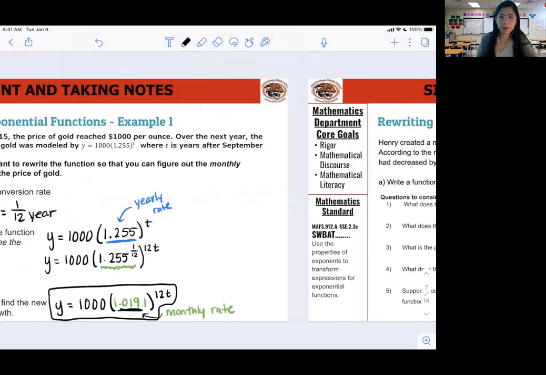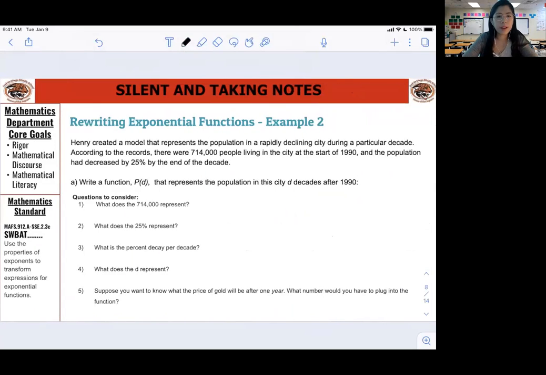Okay, so we're going to do another example. It's very similar. Can I get a volunteer? Actually, Raymond, you're going to have to read this one because that's your last name. Henry created a model that represents the population in a rapidly declining city during a particular decade. According to the records, there are 714,000 people living in the city at the start of 1990, and the population had decreased by 25% by the end of the decade. Perfect.